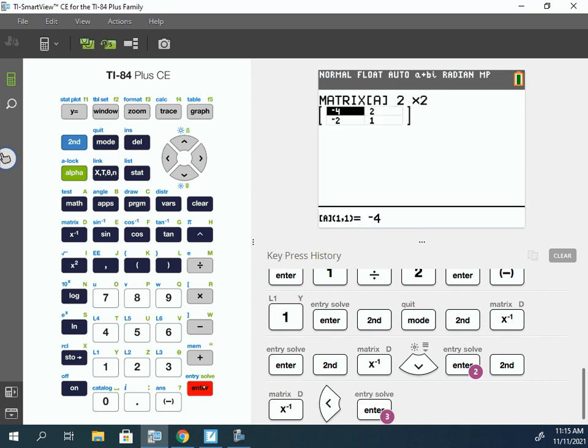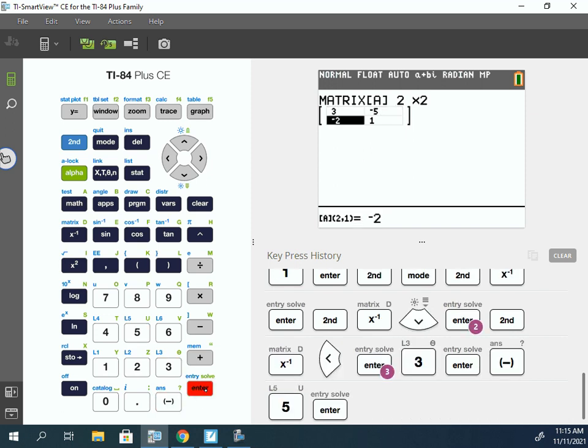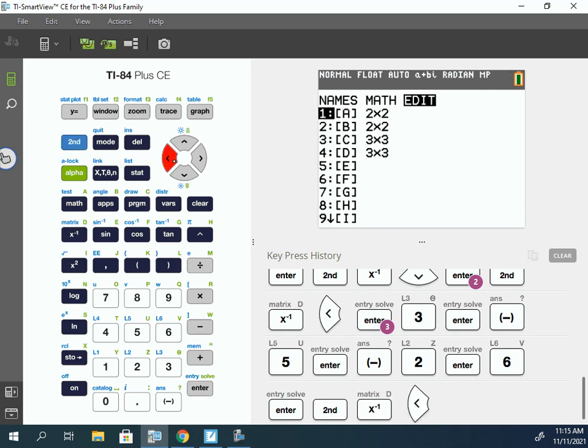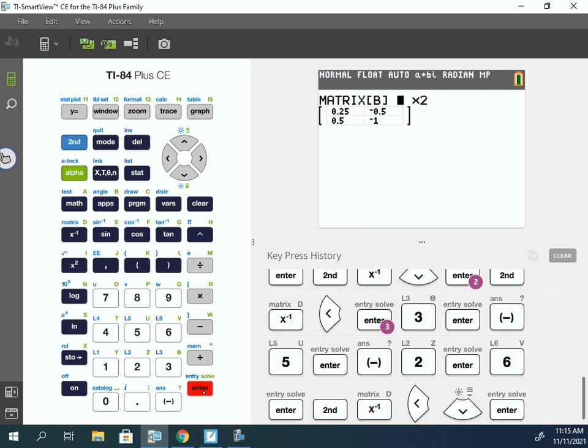Now our matrix is still a 2 by 2, and it would be 3, negative 5, negative 2, and 6. So that would be our matrix F. Now, second matrix over to edit, and we'll define matrix G in matrix B. We'll put it in there.